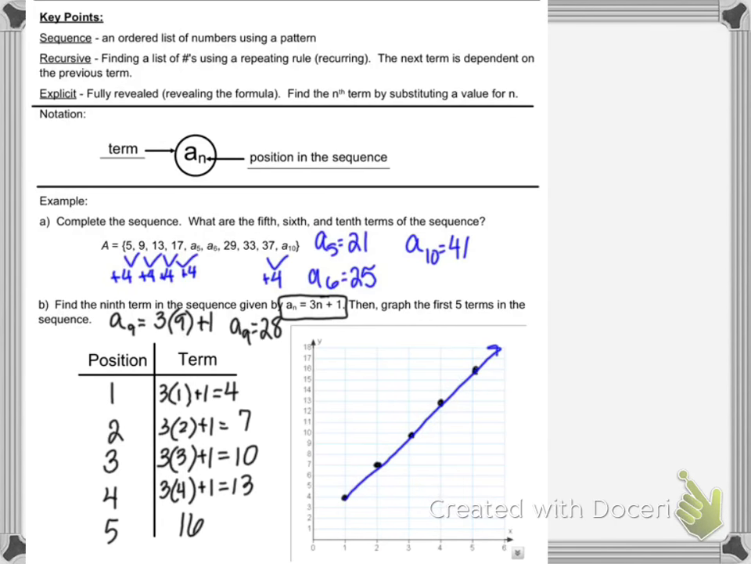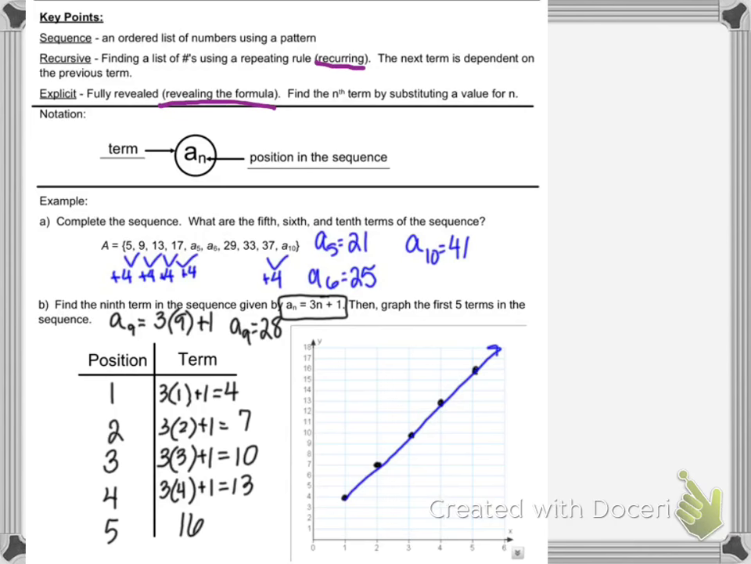Sequences: an ordered list of numbers using a pattern, such as you can see them in tables, and you'll see that as we go through this. Recursive: finding a list of numbers using a repeating rule. The next term is dependent upon the previous term. Explicit is fully revealing the formula. Find the nth term by substituting a value for n.